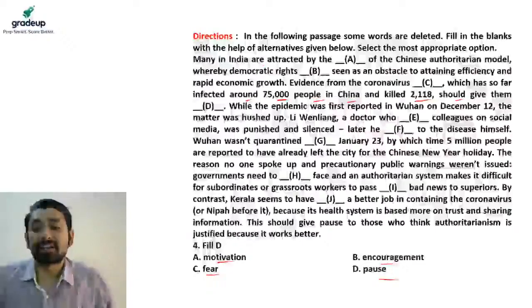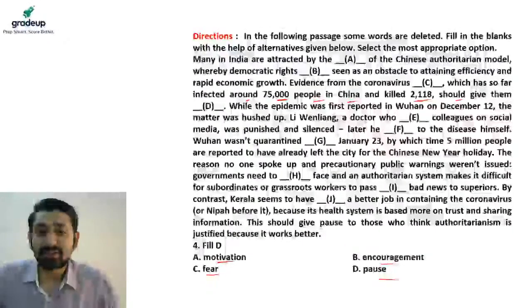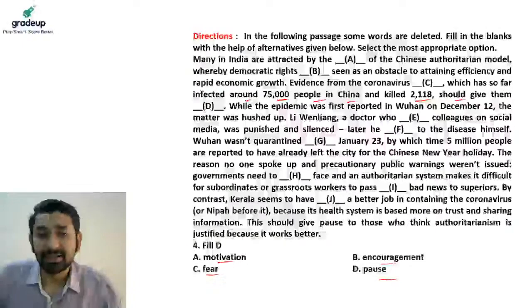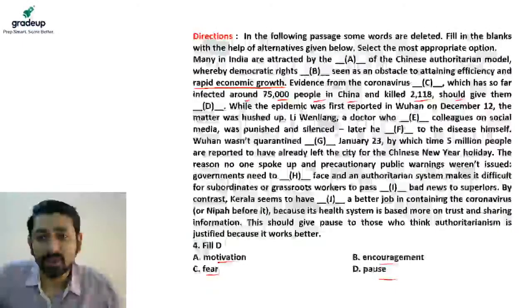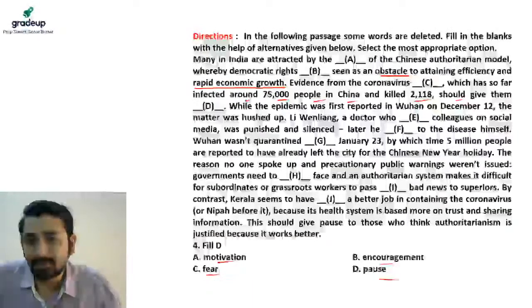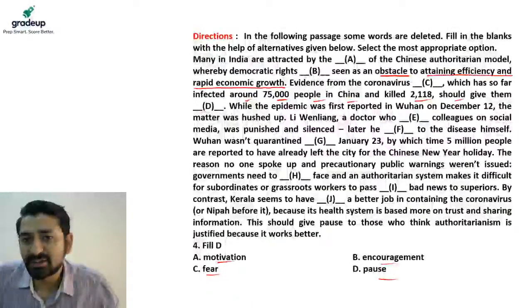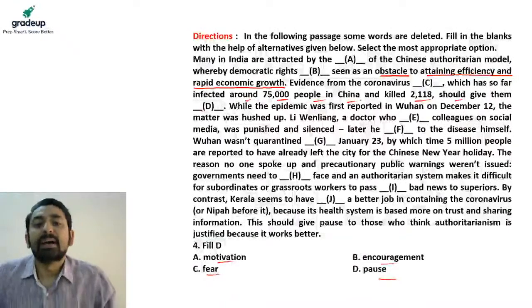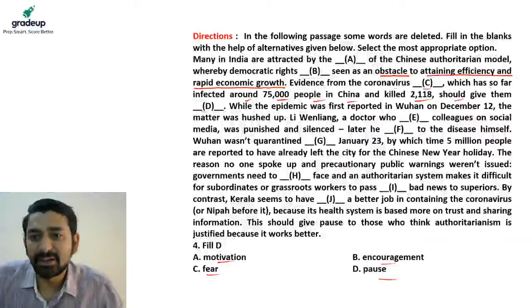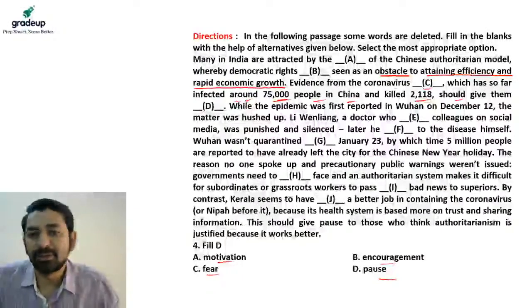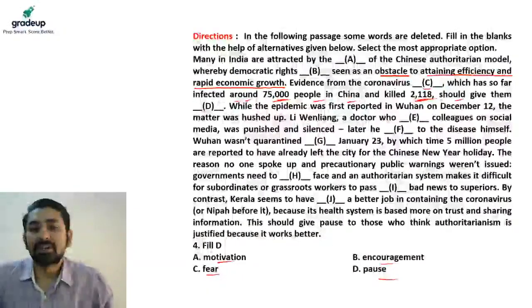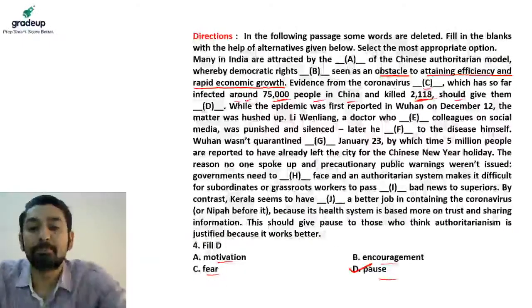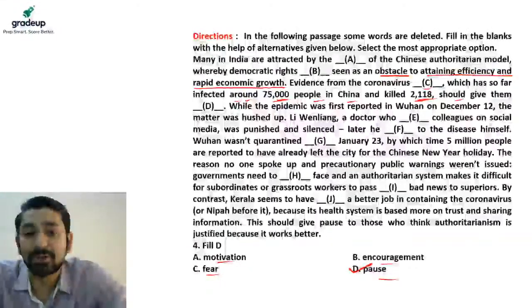Guys, understand the paragraph and then answer, okay? It says should give them dash. I'm talking about rapid economic growth. It's seen as an obstacle to attaining efficiency and rapid economic growth. And evidence from the coronavirus pandemic, which has so far infected around these many people and killed these many people, should give them dash what? Not fear, but the best appropriate option should be pause. They have come to a pause here, so should give them pause is the best appropriate option here.